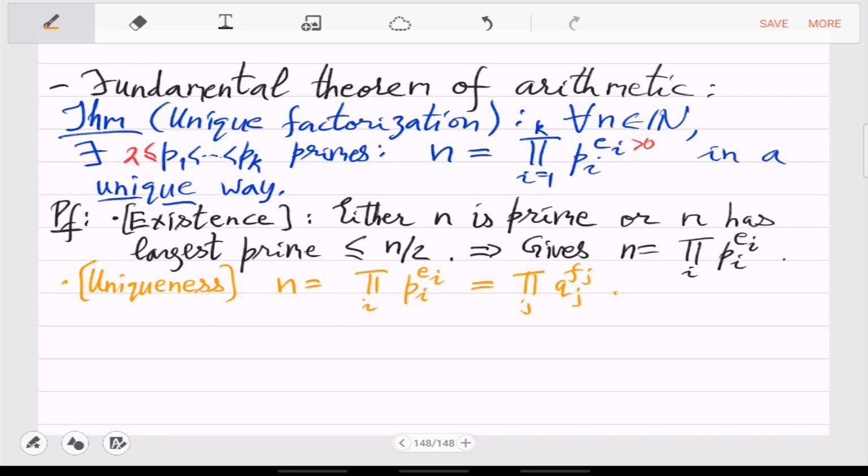So what happens? What do you get from here? So you keep using the cancellation claim that we proved before. So you see that Pi, or say P1, has to be one of the Qj's. In fact, it has to be Q1. We are using sorted primes. So P1 has to divide one of these Qj's, and since primes, if they are distinct, are obviously co-prime, it means that Q1 has to be P1.